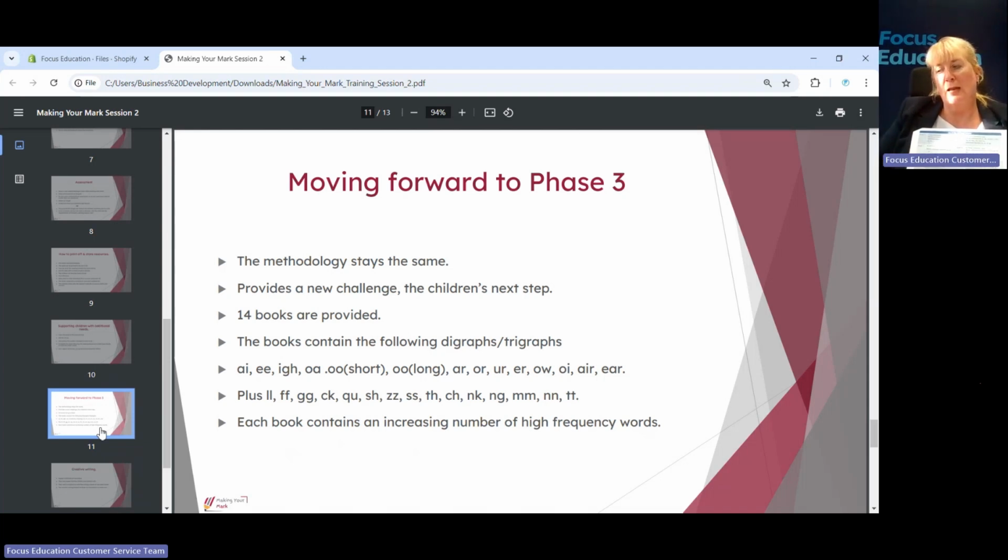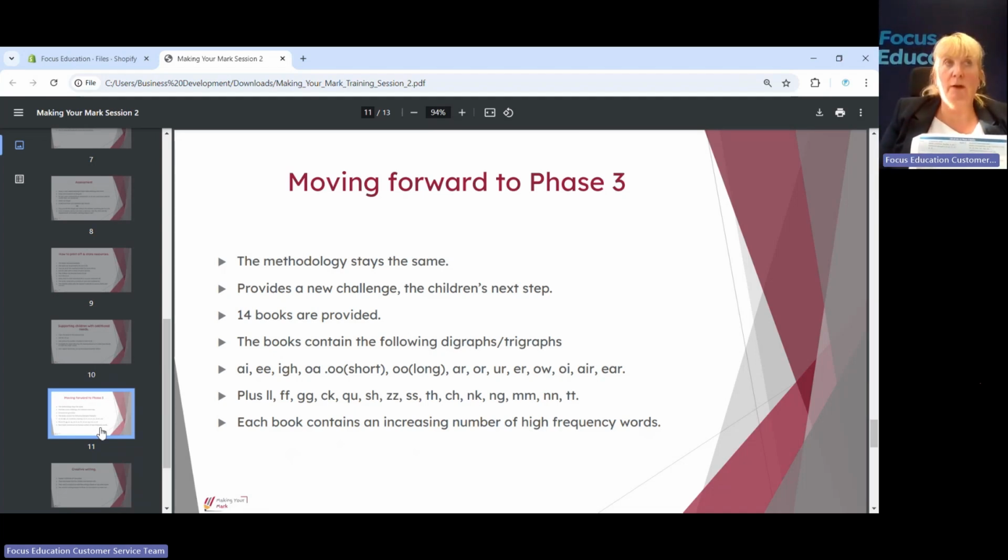Ink, which appears in Make Your Mark phase 2, doesn't appear in every phonics scheme out there, as does the removal of the your. It's not in our phase 3 books. Our phase 3 books are the same methodology as before, it's the same process.